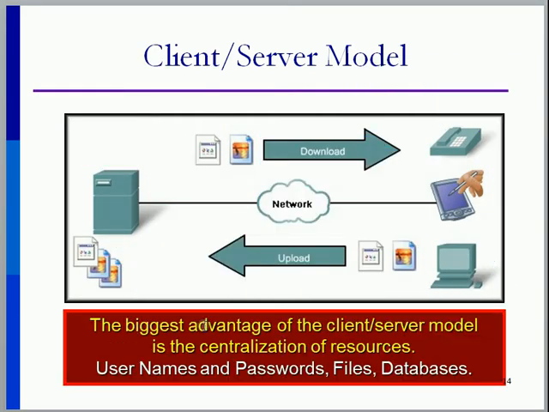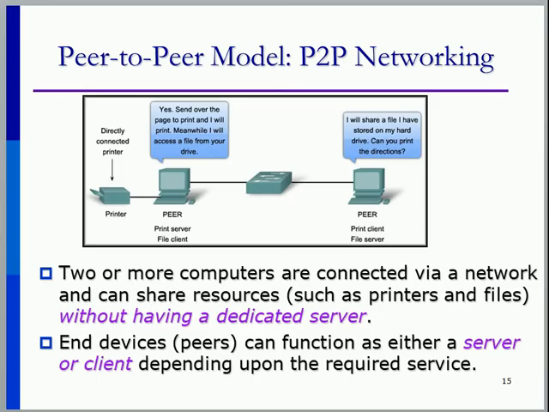Okay, now this is an important issue, the main thing about client-server. For example, you have this device over here, and there's a network connection, and from this server you're downloading and uploading simultaneously, and you have many devices, so you can access them anytime. The biggest advantage of the model is the centralization of the resources. So this device is the center of all resources. Usernames, passwords, files, and databases are easy to access. Pretty handy. However, there are disadvantages, and that's when P2P shows up.